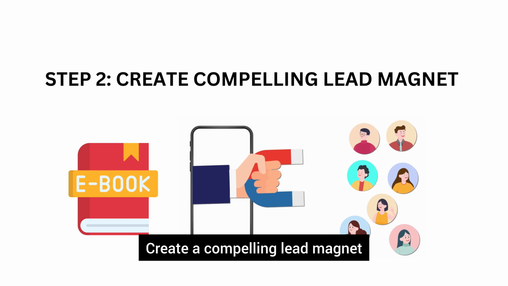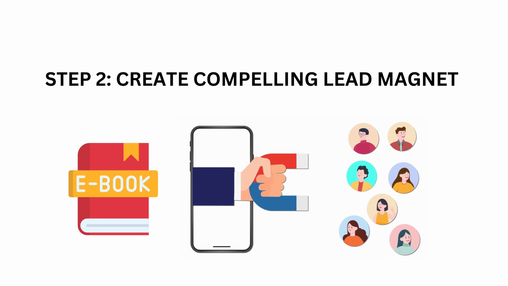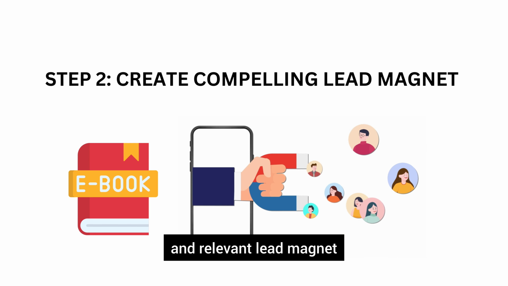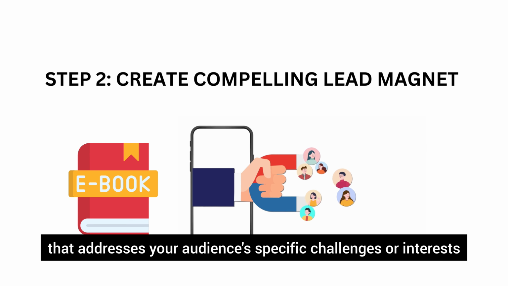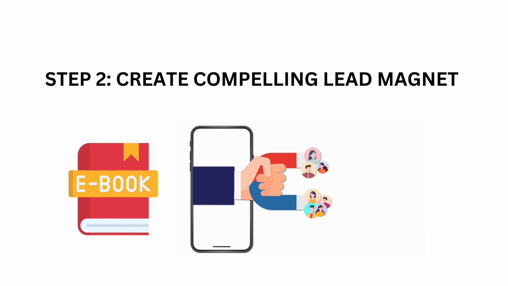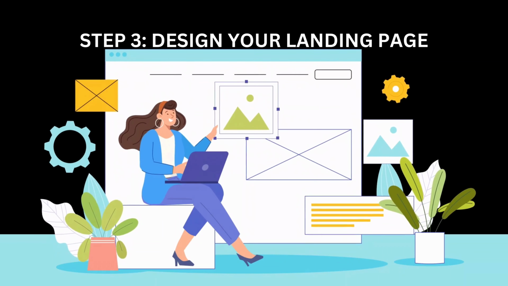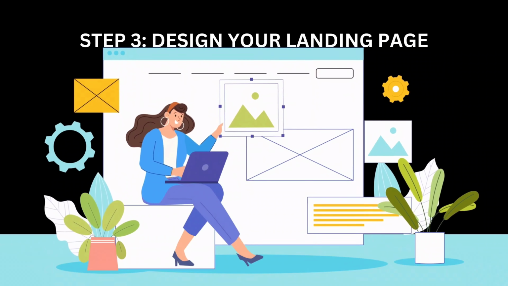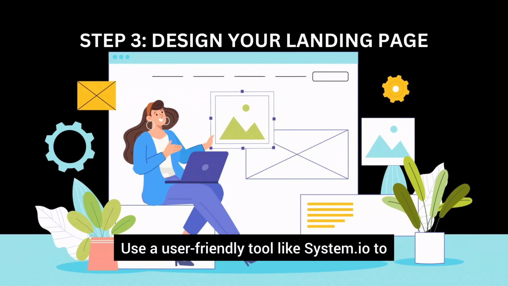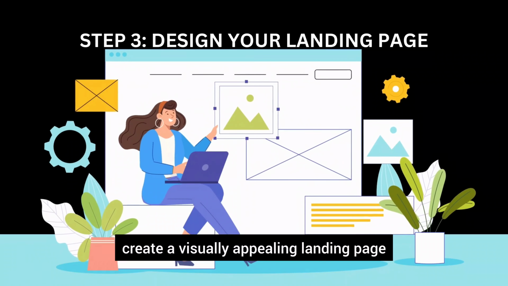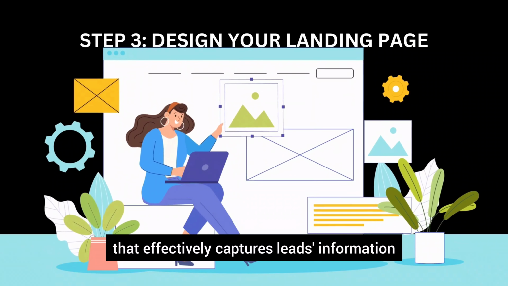Step 2. Create a compelling lead magnet. Develop a valuable and relevant lead magnet that addresses your audience's specific challenges or interests. Step 3. Design your landing page. Use a user-friendly tool like System.io to create a visually appealing landing page that effectively captures leads' information.